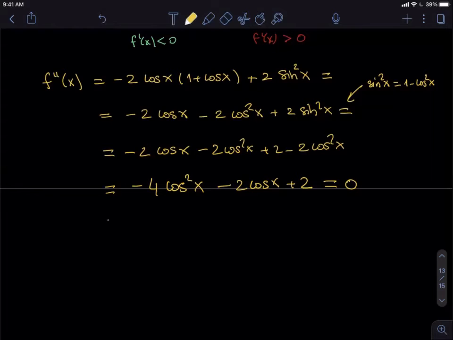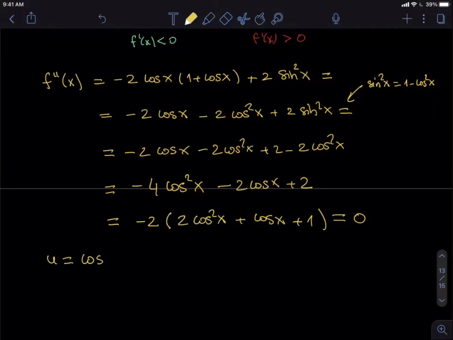Because we can write, actually let's do it right away, -2 times 2 cosine square of x plus cosine of x plus 1, equals 0. And here what I'm going to do is I'm going to call u equal cosine of x, so that I actually have 2u squared plus u plus 1 equals 0, which is a quadratic equation. And actually it has roots u equal 1/2 and u equal -1.